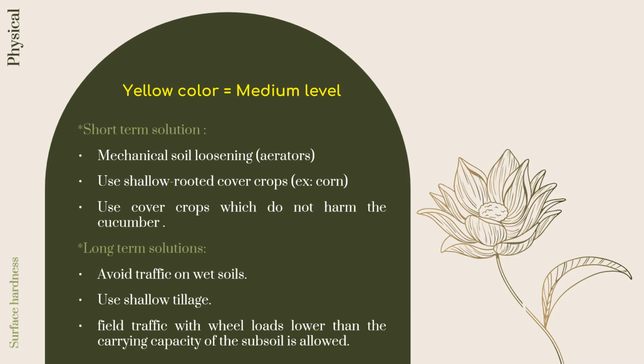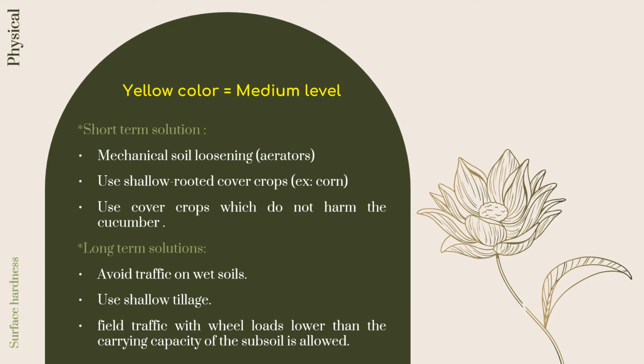The second physical indicator is the surface hardness. Also here we have the yellow color, which is a medium level. We need a little bit of improvement. We have the short-term solution: we use aerators to loosen the soil. Also, we use shallow-rooted cover crops to reduce the compaction, and use cover crops which do not harm the cucumber. While the long-term solution is that we avoid traffic on wet soil.